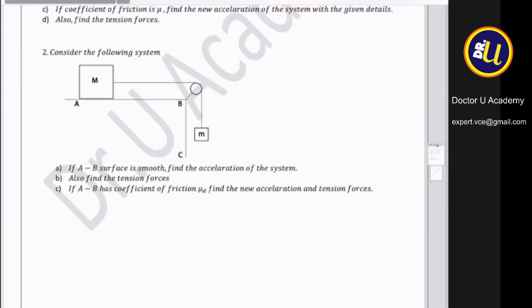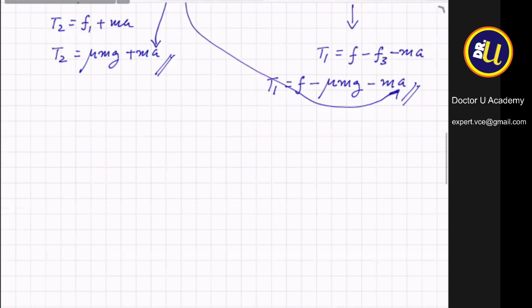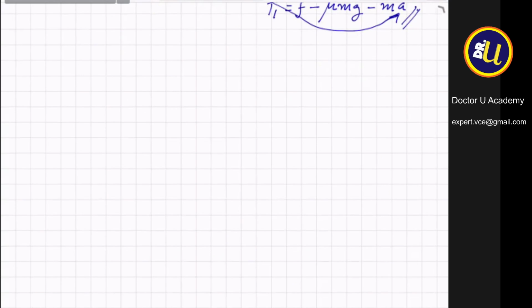So capital M and simple m are given. Simple m is moving under gravity g, and in part A you have to find the acceleration when the surface is smooth, and the tension force. In part C, the AB surface is rough and the coefficient of friction is mu d. We need to find the new acceleration under that condition. Okay, so going back to the drawing board.